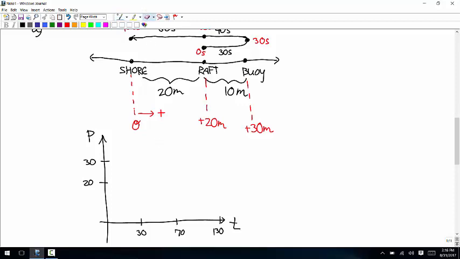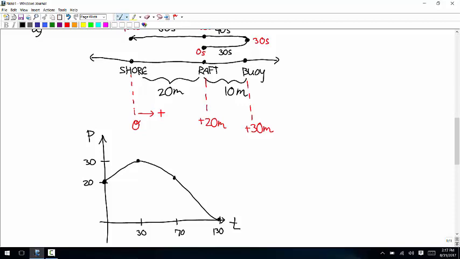So at the time 0 seconds, what's the position? 20, yep. At the time 30 seconds, what's the position? Yep. At the time 70 seconds, what's the position? Back to 20. And then at 130 seconds, what's the position? 0. Yep. And then, you know, connect these. So it looks something like that. Any questions about that?